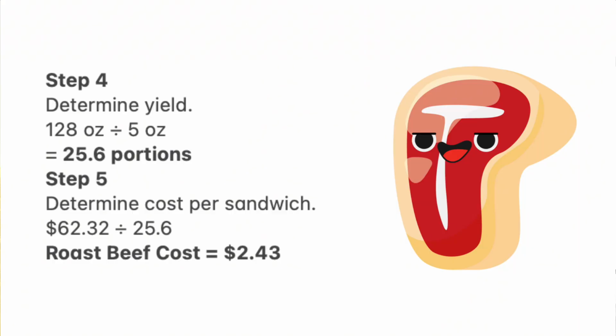So again, we want to take the total price that you paid for that roast beef, which is $62.32, and you simply divide it by your total portions, which is 25.6. We got to use that 0.6 just like we did with the turkey, right? And then we come up with $2.43 per roast beef portion for a sandwich. So you see, it's a little bit more expensive, a whole 65 cents more than the turkey, and that should be reflected in your menu card and your recipe bill.